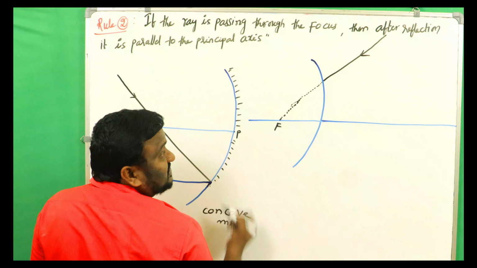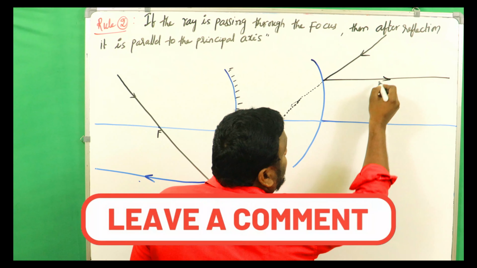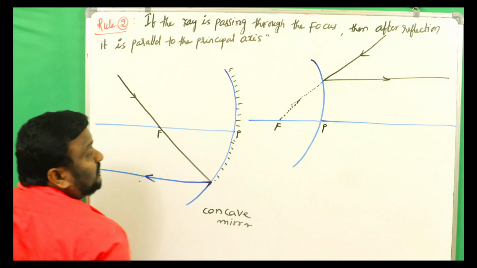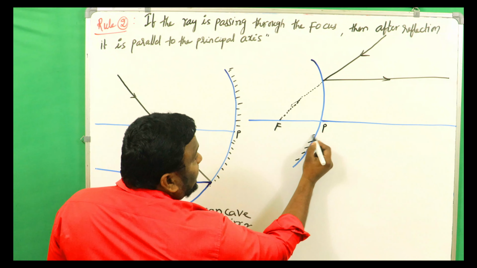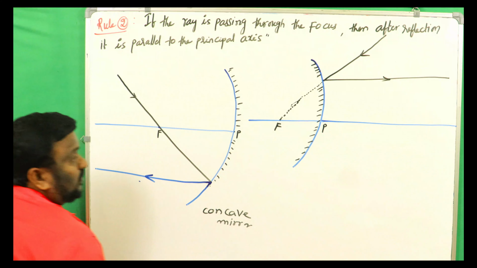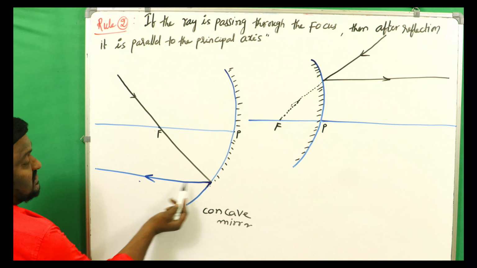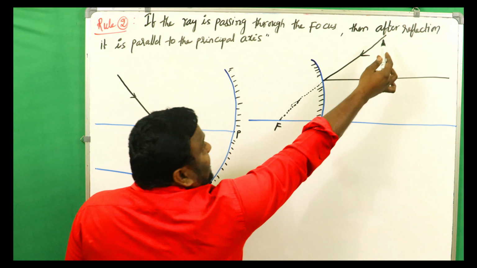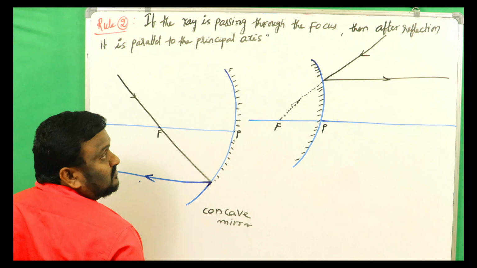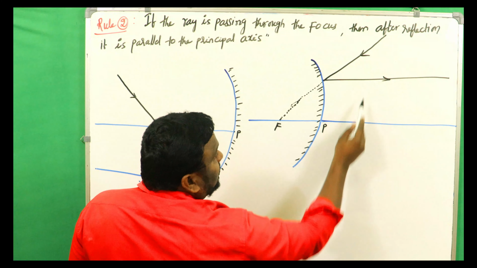We simply extend the incident ray, and after that the reflected ray is parallel to the principal axis. This is the pole of the convex mirror. For a convex mirror, the reflecting surface is outward and the non-reflecting surface is inward. Got it, children? In this case the ray passing through the focus is, after reflection, parallel to the principal axis. Here the incident ray comes like this and seems to be passing through the focus. It is coming towards the focus, not passing through it. After reflection these two are parallel.